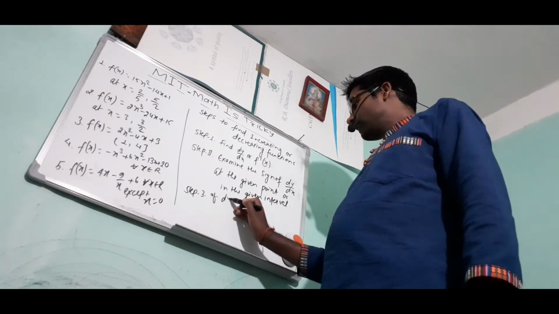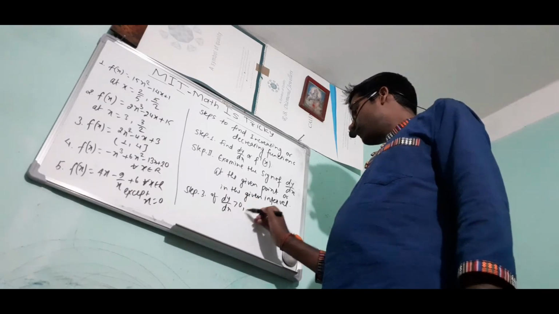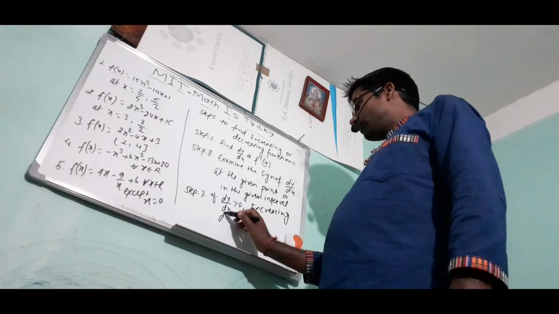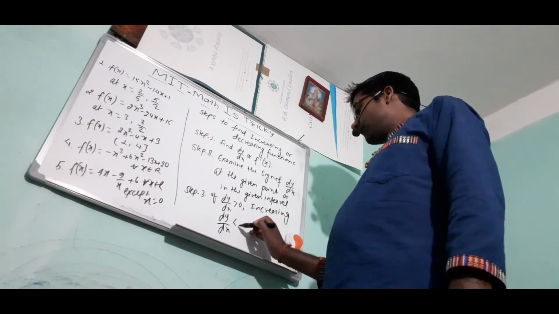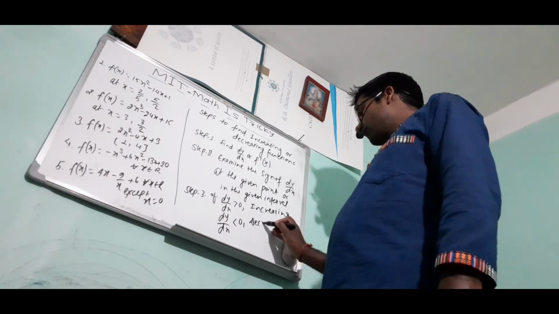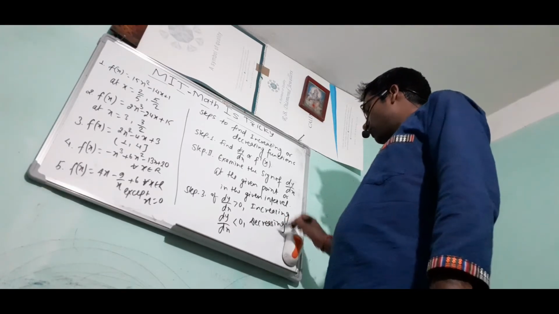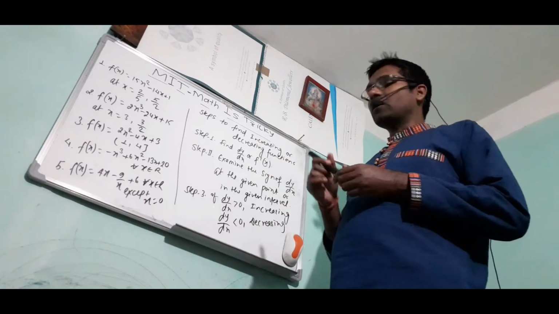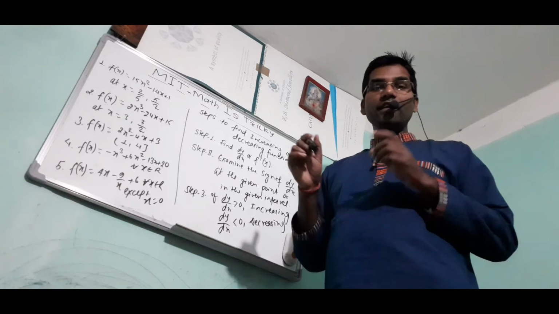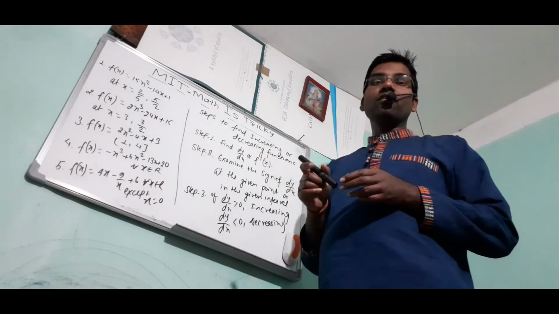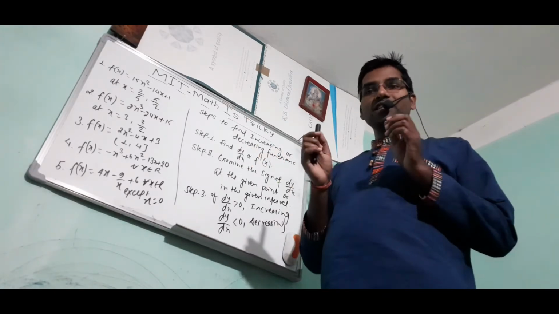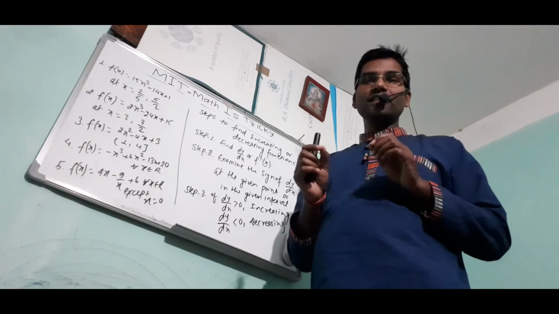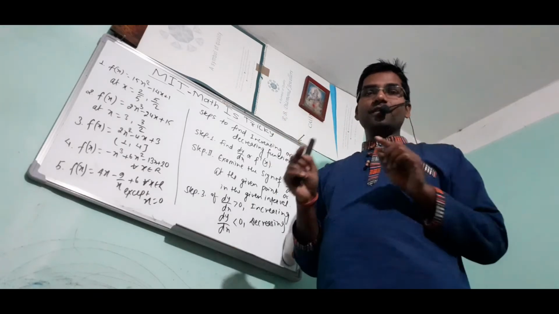If dy by dx is positive, it will be increasing, and if dy by dx is negative, the function will be decreasing. This is what I'm going to follow. These are the steps. If we complete these 3 steps, I'm sure you'll be able to solve any problems regarding increasing or decreasing function. You can easily determine whether the given function is either increasing or decreasing at the given point or in the given interval.